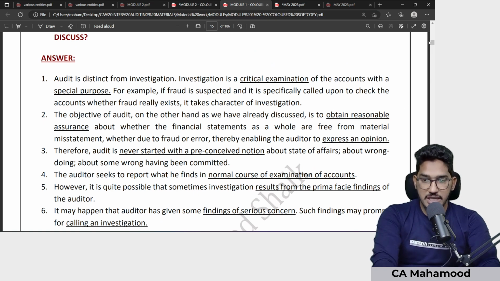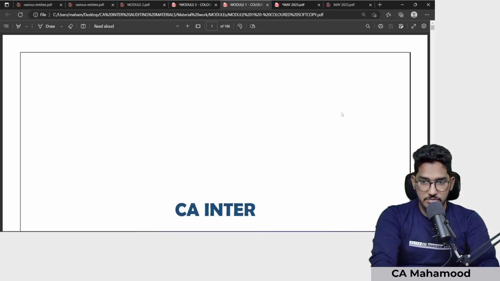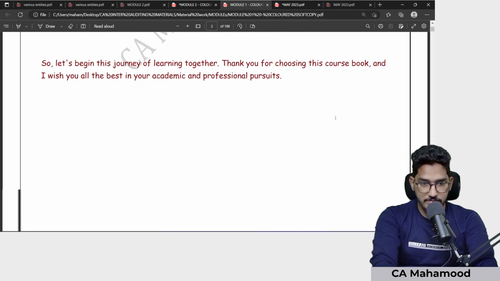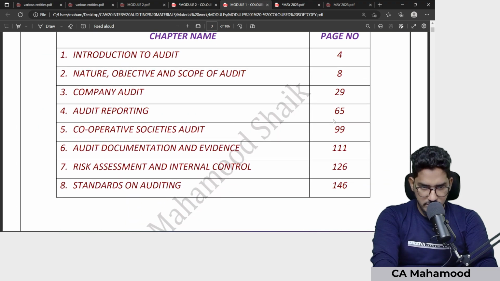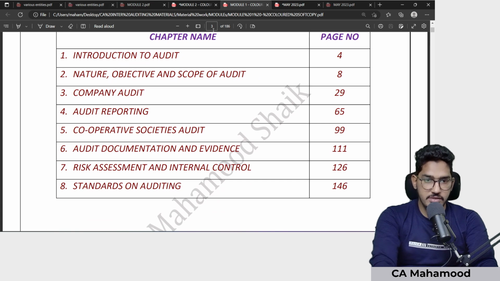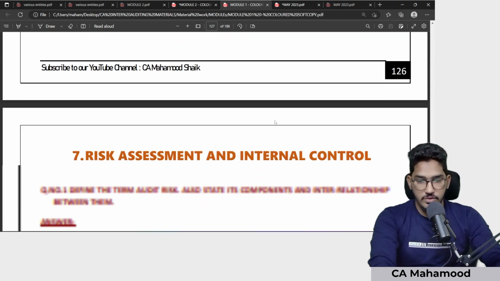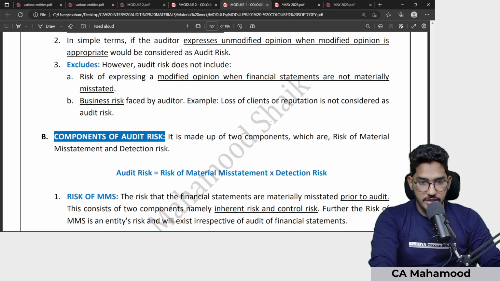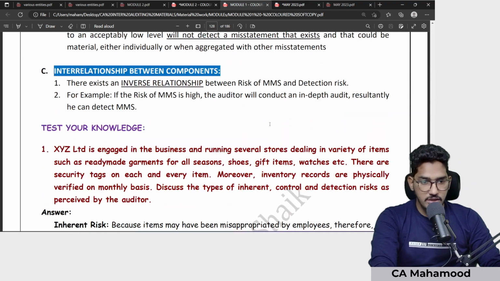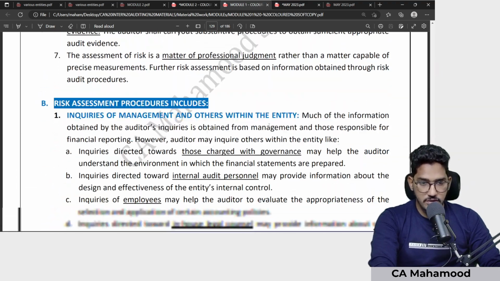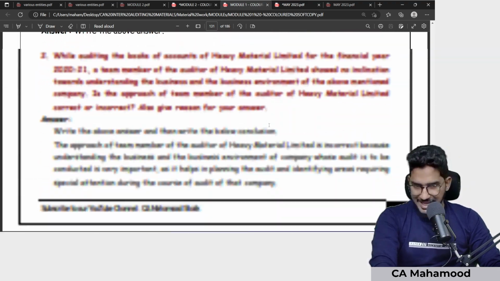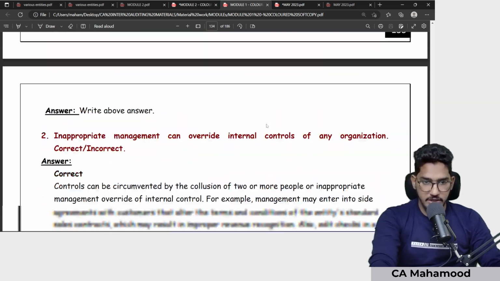Let me take you through that chapter. So let me go to that page number. Audit risk assessment 126. Let me go to page number 126. There I will show you this. Sorry, it's 127. So here in this page, in this chapter, same exact question we have. Let me take you through that.